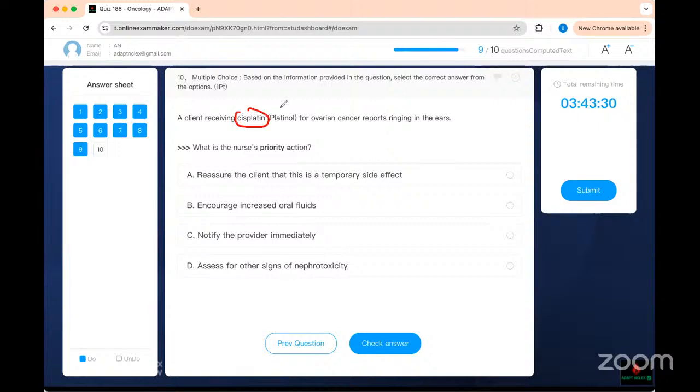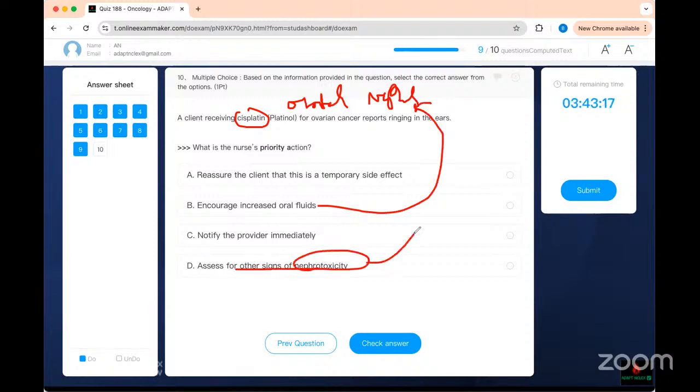Cisplatin causes ototoxicity, right? That's what the patient is having. And it also causes nephrotoxicity. Increasing fluid is for the nephro. Looking for nephro is for the nephro. Therefore, B and D are saying the same thing. Now you're left with C and A.